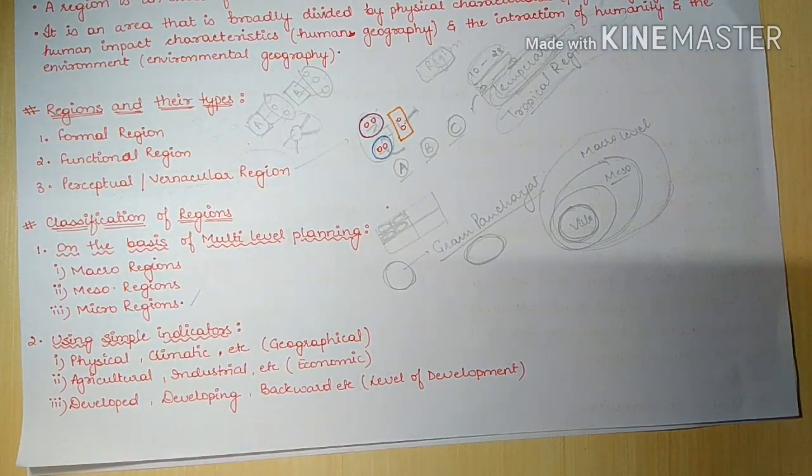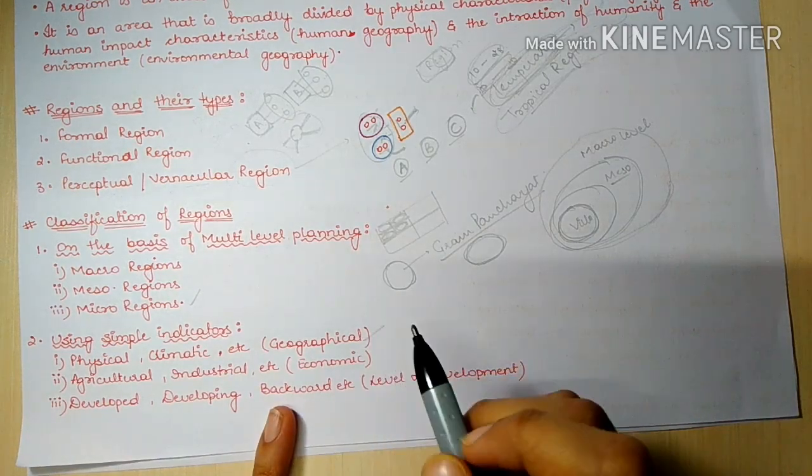Next we have classification by using simple indicators. First is geographical indicators. We can classify a region on the basis of its physical properties, like the physiographic regions of India. We have the Himalayan region, the Great Northern Plain, the desert region, the coastal region, the ghats. Then we have climatic regions: cold regions, hot and humid regions, dry and arid regions. So like this we have different regions on the basis of their geographical properties.